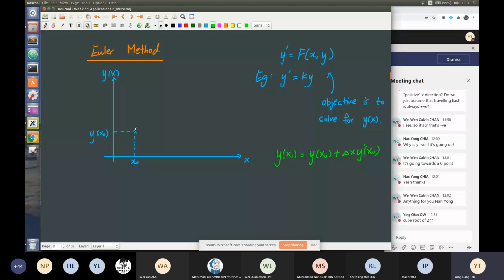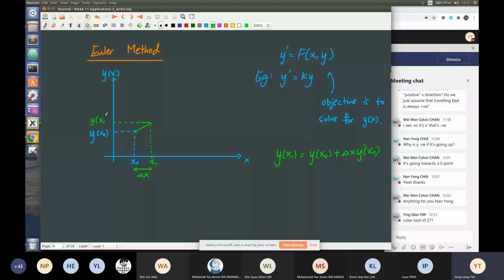Then I want to go to x1, but where is x1? x1 is just maybe here. And what is this? The change in x. Can I calculate this? Yes, I can, because I know this y prime. The differential equation is given, so I can calculate this y prime. I just multiply by this delta x, which is something that I decide. I want it to be small, close to x naught. So I get my y prime, which is my gradient, and I project to x1 using a linear approximation. So what is this point? This is my y at x1.